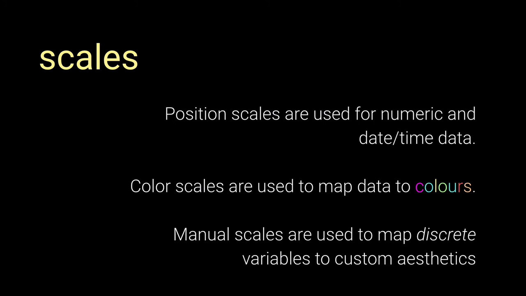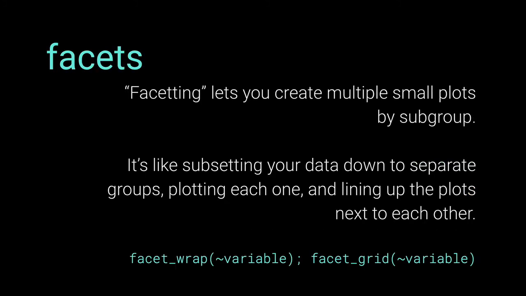Scales, I think, are one of those things that makes more sense when you're working with them in R rather than talking about them. So the last thing that I'm going to mention before we head over to R is faceting. And facets are not a component of a layer. Faceting is what lets you create multiple small plots by subgroup. It's sort of unique to ggplot2.